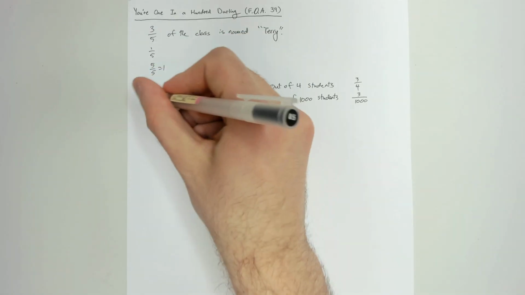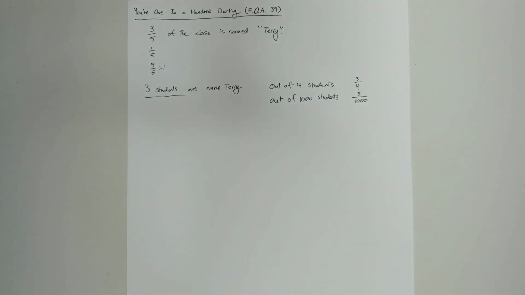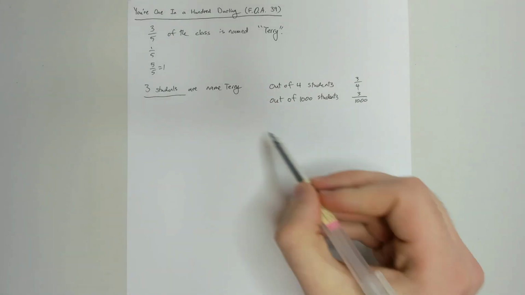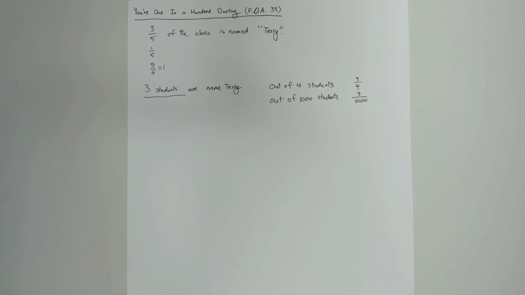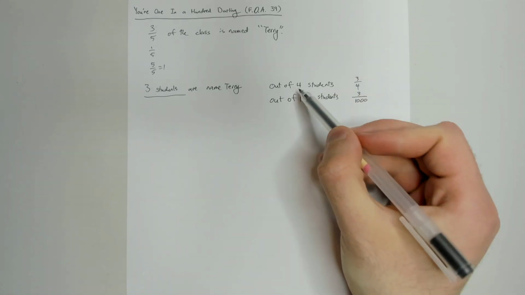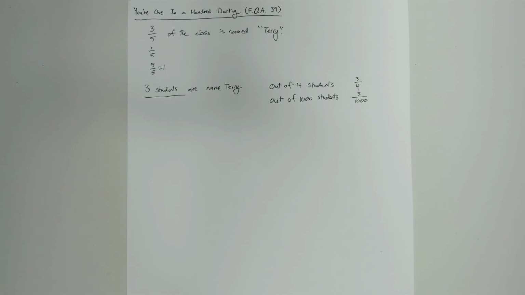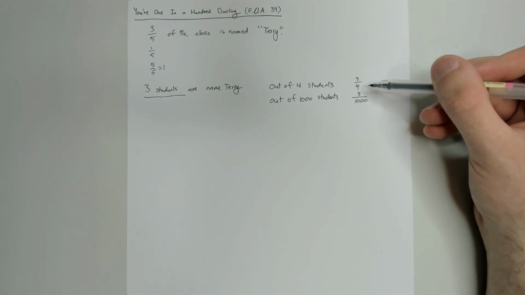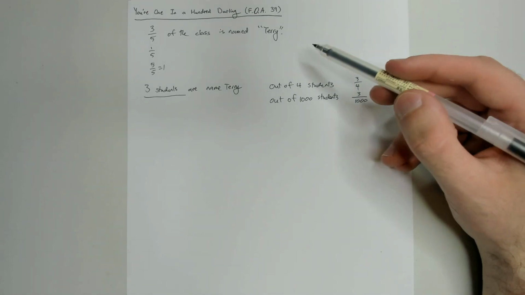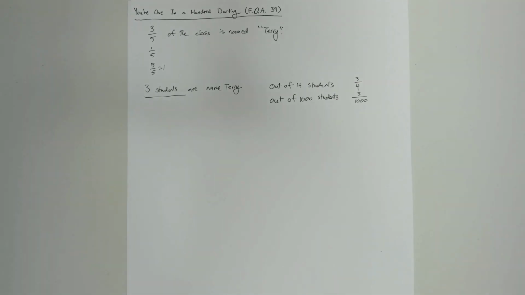So just knowing that 3 students are named Terry doesn't actually tell us much about the proportion, because we need the context of the size of the group that they're being drawn from, right? A group of 4 students looks a lot different than a group of 1,000 students, right? And so this idea where we have to think about the size that they come from in order to get our proportion is somewhat limiting, right? 3 can mean 2 very different things. This is where percentages come in.